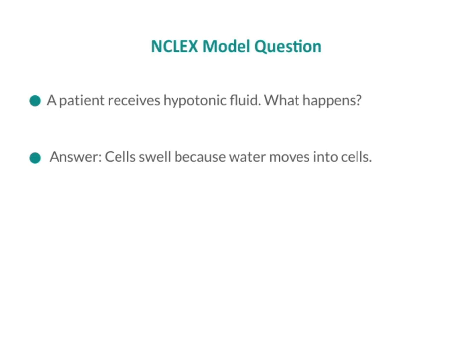Let's look at what happens when a patient receives hypotonic fluid. Simply put, the fluid has a lower concentration of solutes compared to the inside of the cells. So, water moves from the bloodstream into the cells. As a result, the cells swell. This concept is key for understanding fluid balance and is a common question in nursing exams like the NCLEX. It's all about how water shifts to balance concentrations inside and outside the cells.